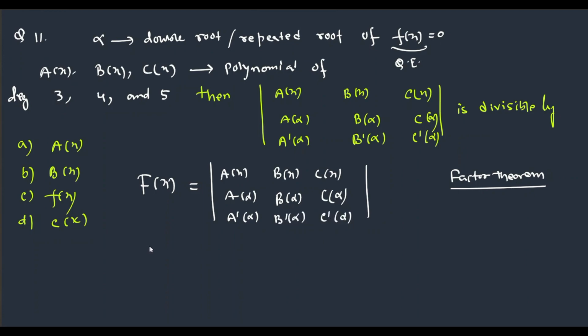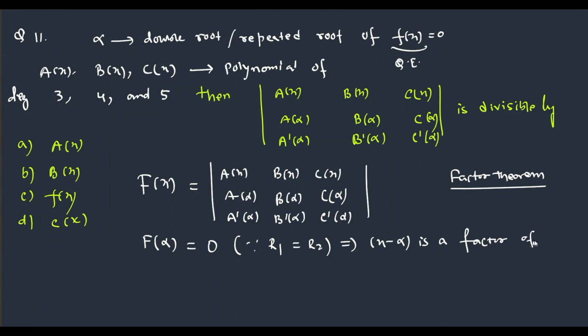So what you observe is that if you put alpha in the place of x, the first row and second row become the same. In a determinant, if two rows become the same, then it is 0, as r1 is the same as r2. Clear? So what do you say, that x minus alpha is a factor of fx. Clear?